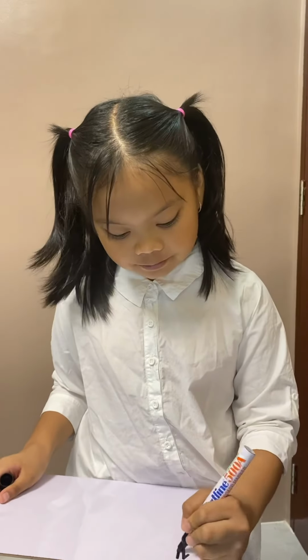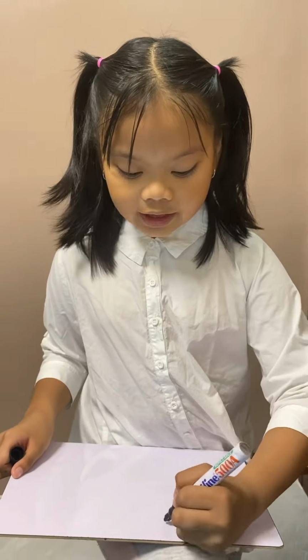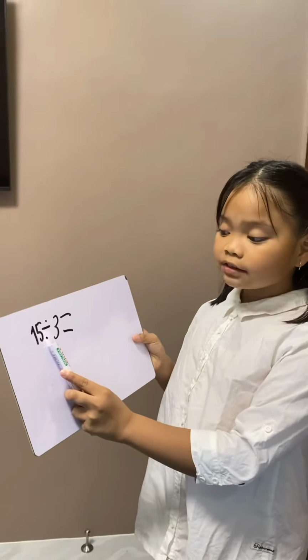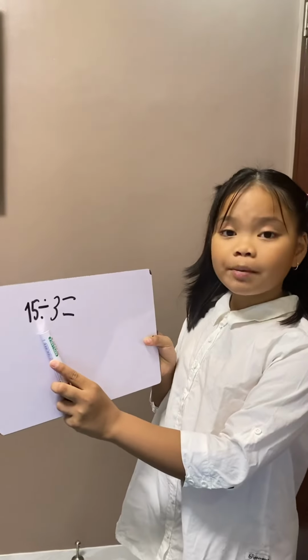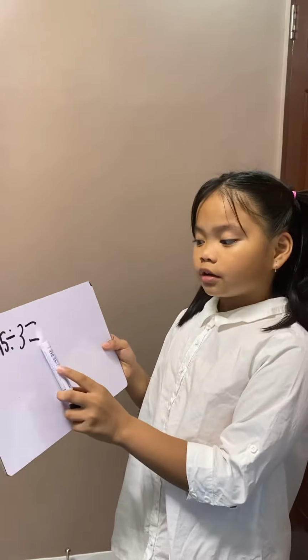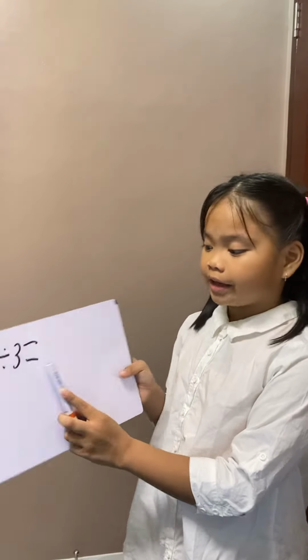For example, we'll write a division sentence. 15 divided by 3 equals. 15 is the dividend. This is the division symbol. 3 is the divisor. This is the equal sign. And this is the quotient.